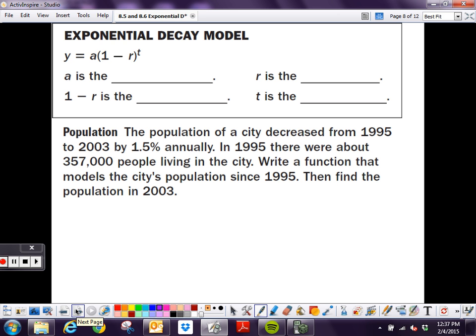Okay, let's talk about decay. So we talked about stuff growing. Let's talk about when different situations decrease. All right, so this is all the same. The A is the initial amount. R is the rate. Again, that's going to be a percent, but you have to change it to a decimal. 1 minus R is your decay rate, and T is your time.